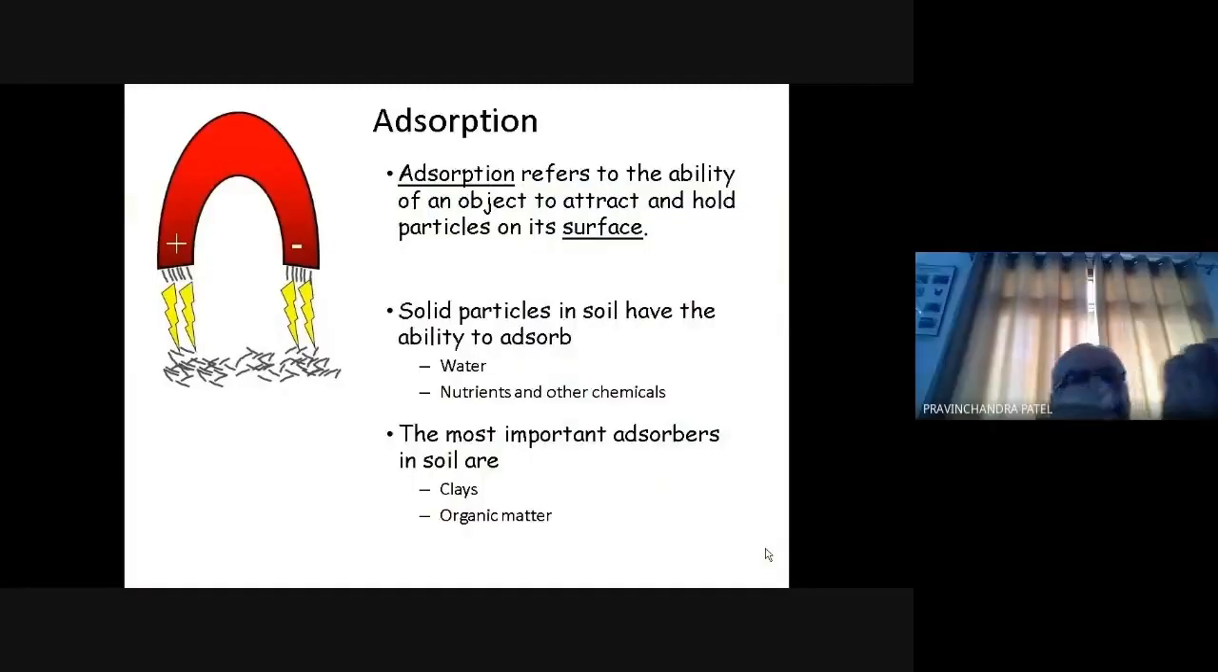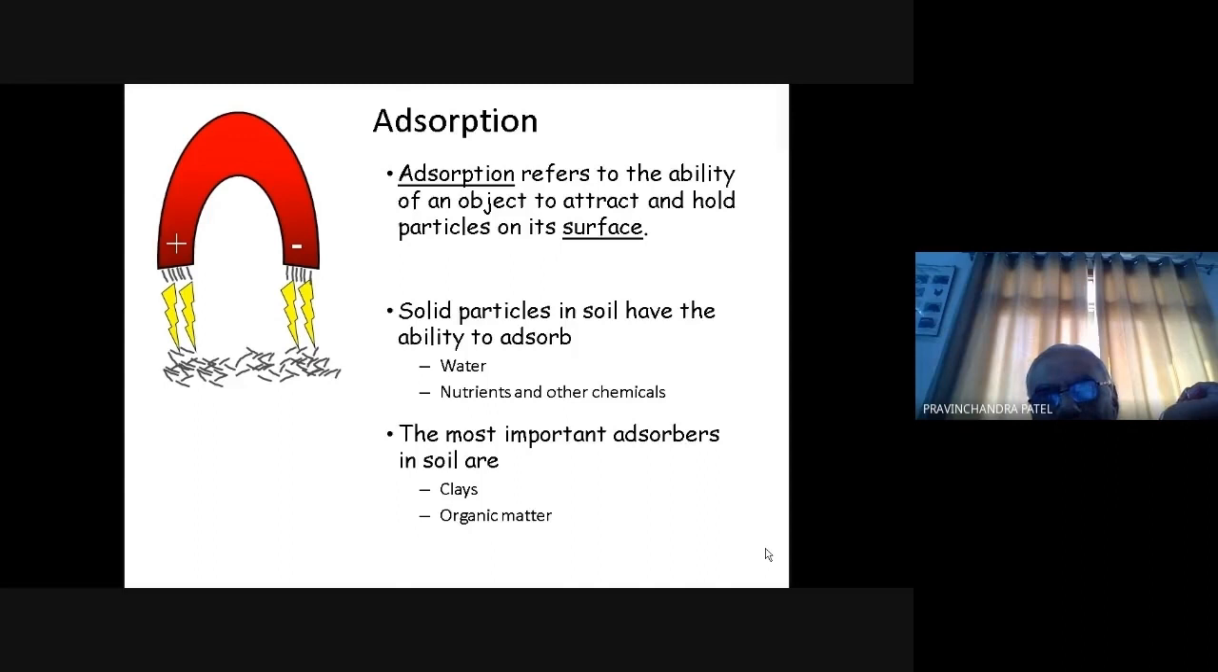Then adsorption. So adsorption, it is like a magnet. So here you can see that it adsorbs the ion due to magnetic power. So adsorption refers to the ability of an object to attract and hold particles on its surface. So it is given the example. So it is a particle, correct? So it is attracted by the soil.